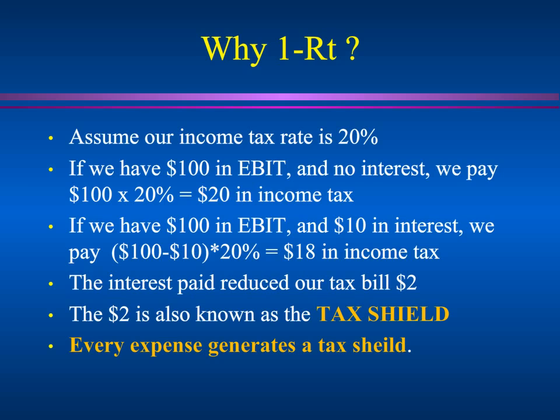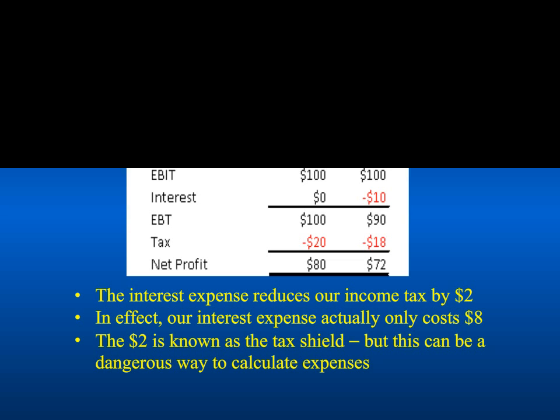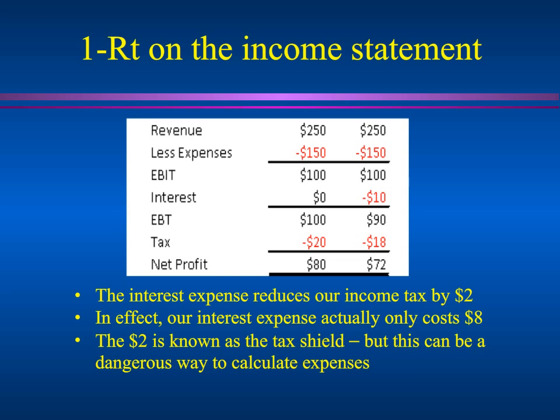We're doing a finance course, and we've got to talk about tax shield. By way of example, I'm trying to stick to the $100. If we've got revenue, and this is the mini income statement, revenue of $250 less our expenses of $150 gets an EBIT of $100, and we don't have any interest. Our earnings before taxes is $100. Our tax is $20, so our net profit's $80.